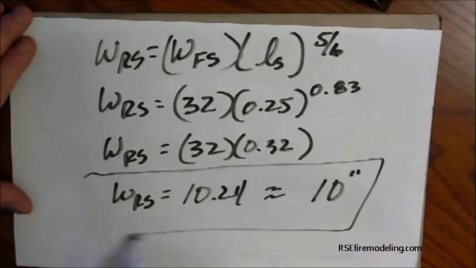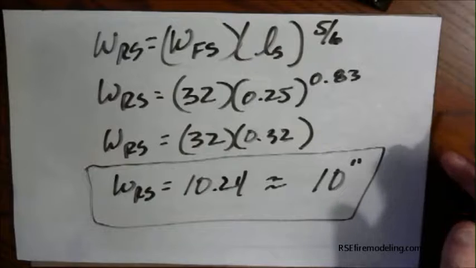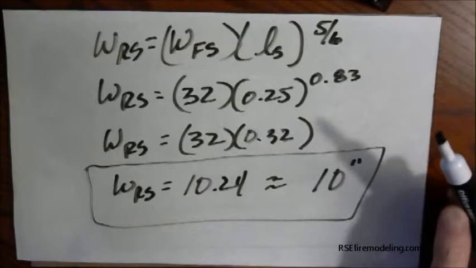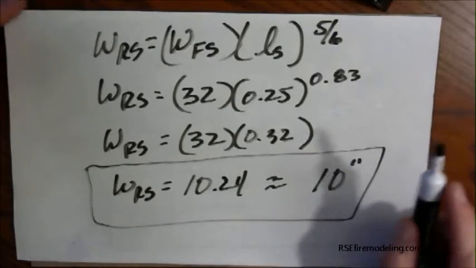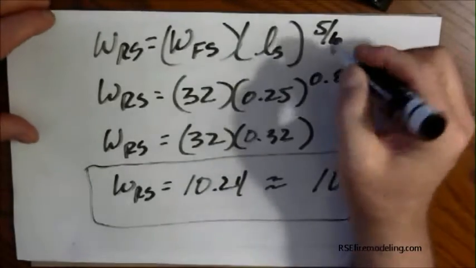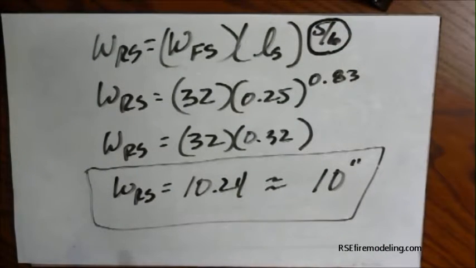So when you read the various calculations on the website and watch our videos and look at it, you'll see that we use a 10-inch door, and now you understand the formula that we use. It's basically the same formula. We've simply changed the exponent.